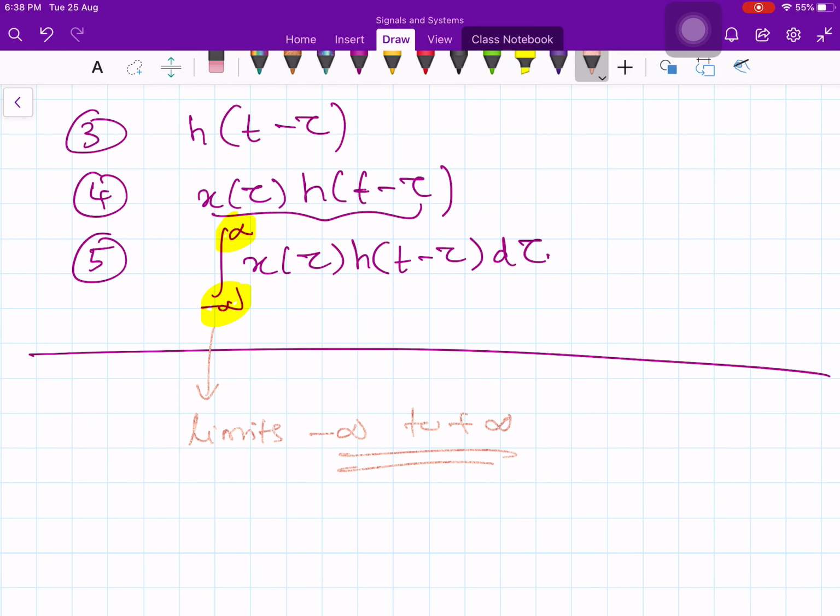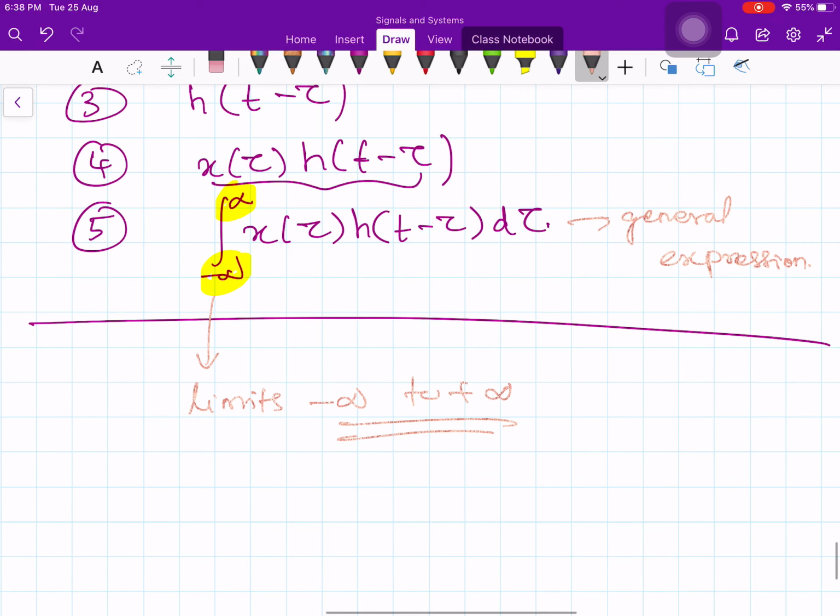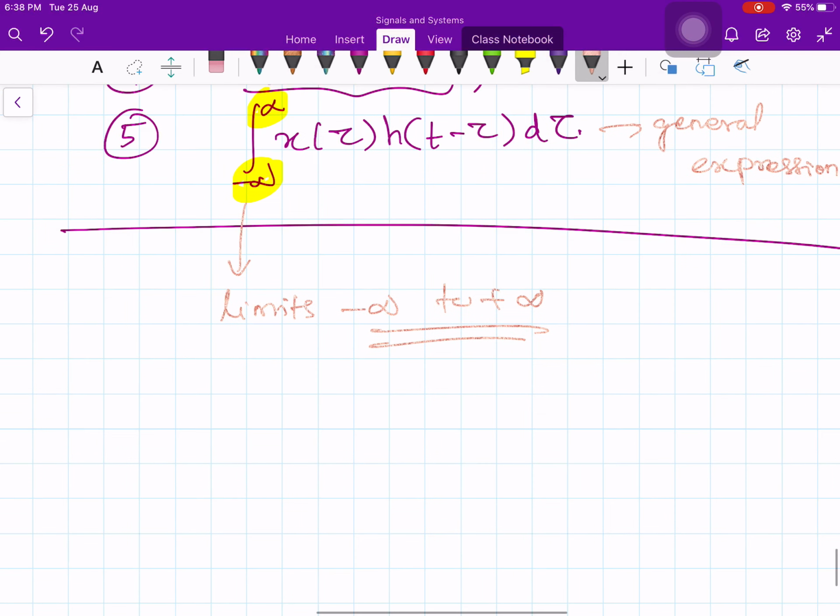By the way, this is the general expression. Let us derive some specific expression for some special cases. This is the general expression for the response y of t for any given x of t. However, we will consider some special cases. Those special cases are causal systems and causal signals.